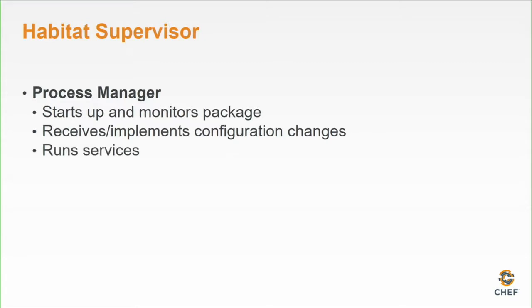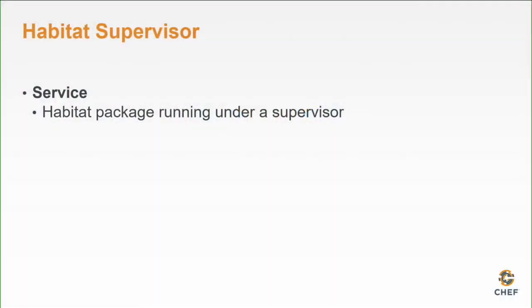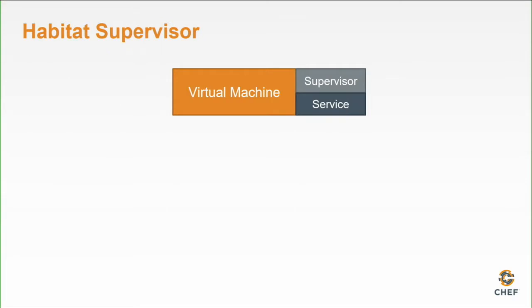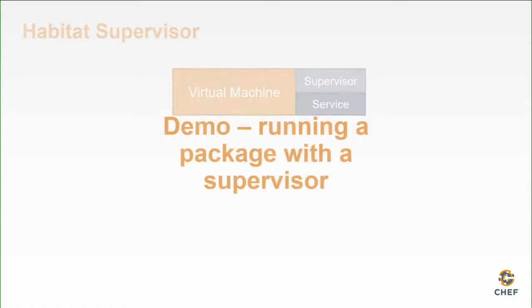And it also runs services. So before we go into a demo of this, let's briefly cover what I mean by a service. A service is one Habitat package running under one supervisor. And the simplest example of this is one supervisor running one service on one piece of infrastructure, whether that's a bare metal server, a virtual machine, or a container. So one service running would look kind of like this. We'd have one virtual machine running one service under one supervisor. But that's enough with the talking. Let's look at a demo of this simple example.